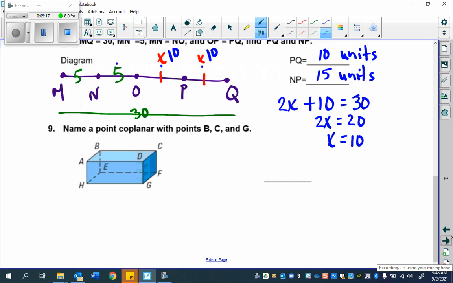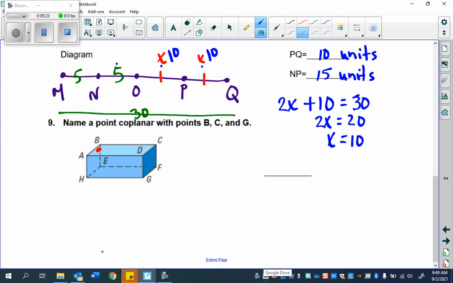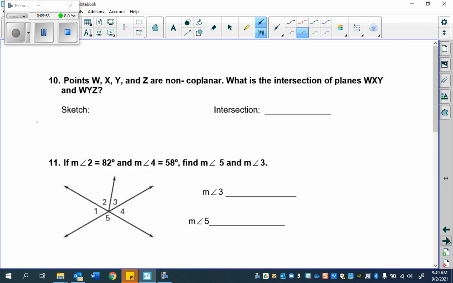Find a point coplanar with B and C and G. Here's B, here's C, and here's G up front. So when we go ahead and look at the plane that contains them, we need to think about this one that we can't see that cuts diagonally from back to front of the box, which means it's H that we need. All right, let's go on to the next page.